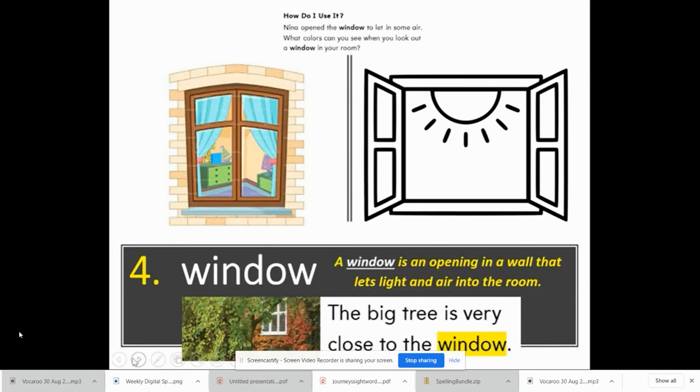How do I use the word window? Nina opened the window to let in some air. What colors can you see when you look out a window in your room? Our vocabulary word is window.